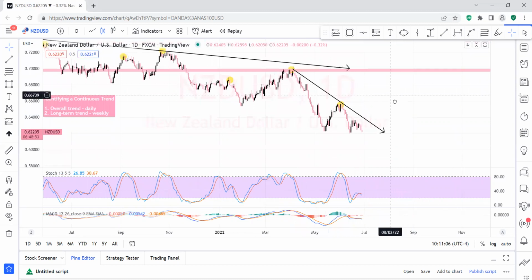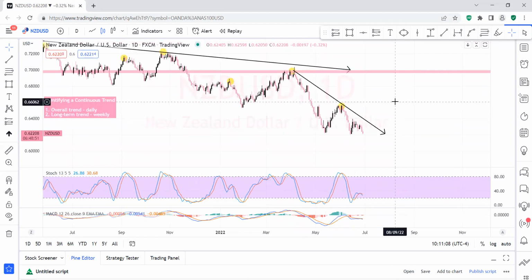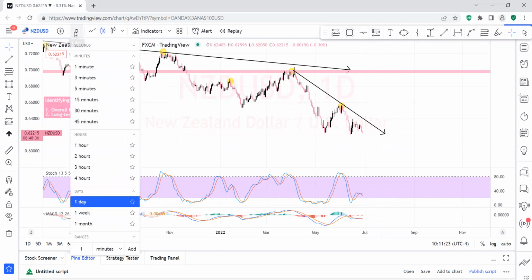Now, how do you know if a trend is going to keep going? Because if we look right here, it kind of looks like it tested this level once and then it tested it twice. And now it's here again. So me personally, what I do is I go to the weekly, which is why I say long-term trends. You want to go on the weekly.